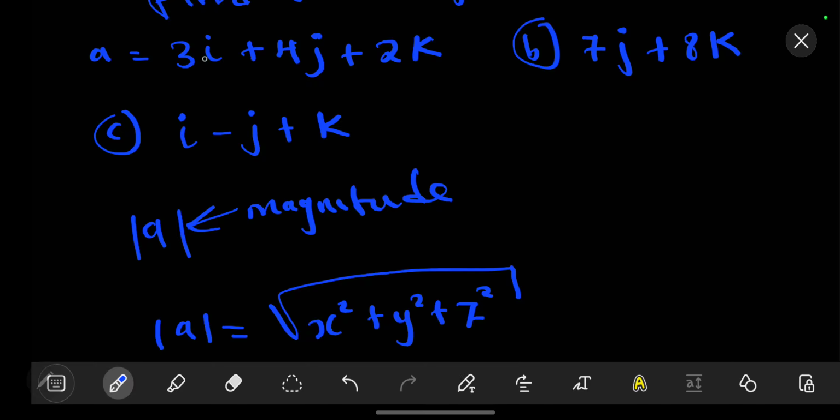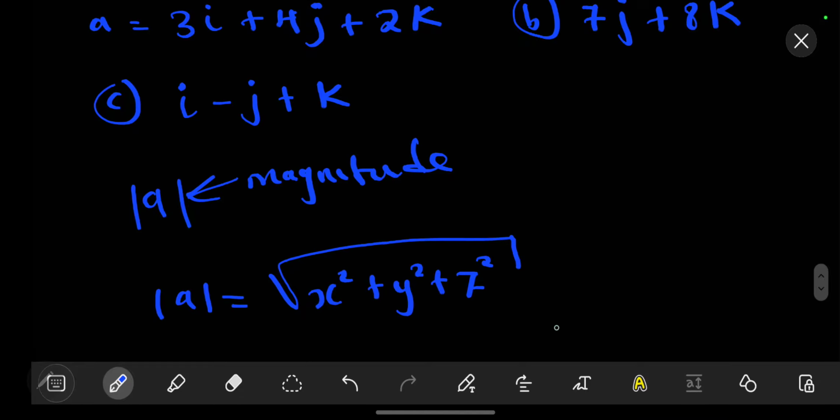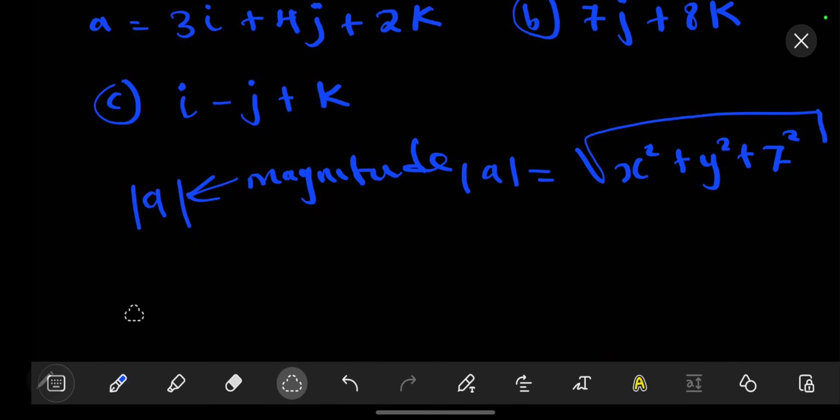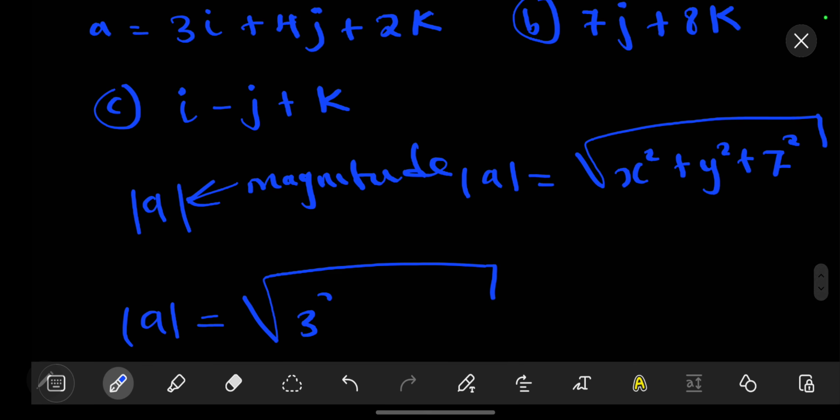Now when you see your i, whatever has got i, that's your x component. Whatever has j, that's your y component. Whatever has k, that's your z component. So to find the absolute value of A, or rather the magnitude, the magnitude of A should be equal to the square root of 3 squared, since x is equal to 3, plus y which is 4 squared, plus the z which is 2 squared, like that.